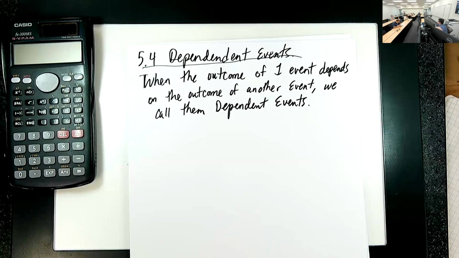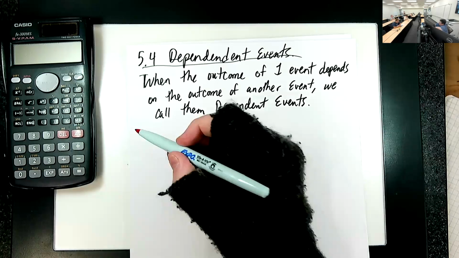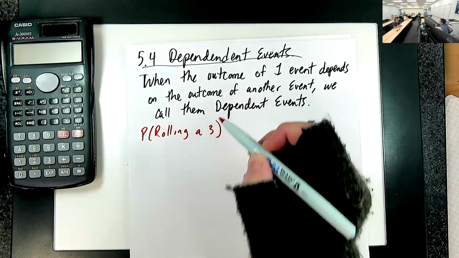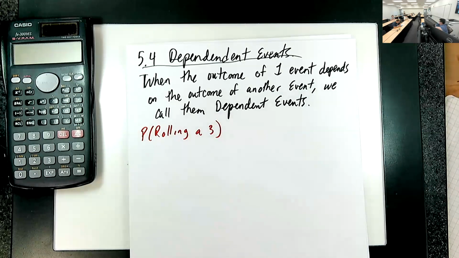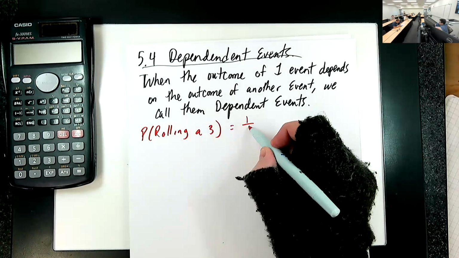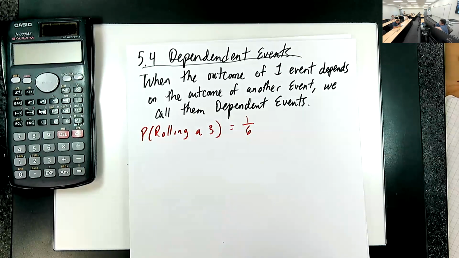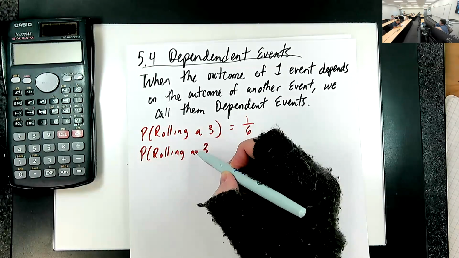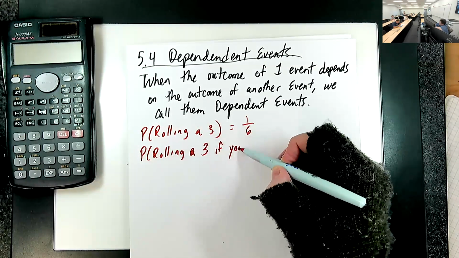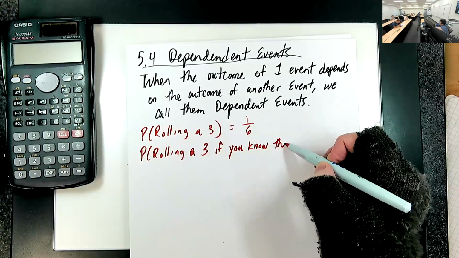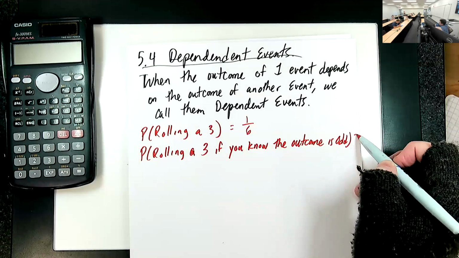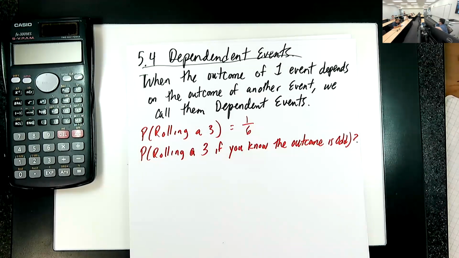I'm just going to give a quick example, really easy with dice. What's the probability of rolling a 3? It's 1 out of 6, right? What's the probability of rolling a 3 if you know the outcome is odd? It's 1 out of 3.